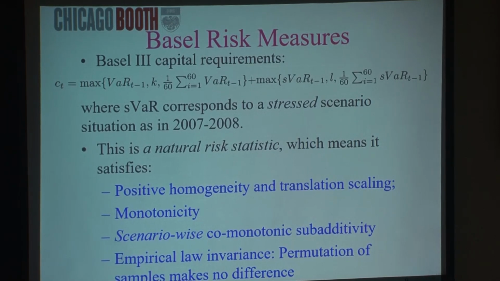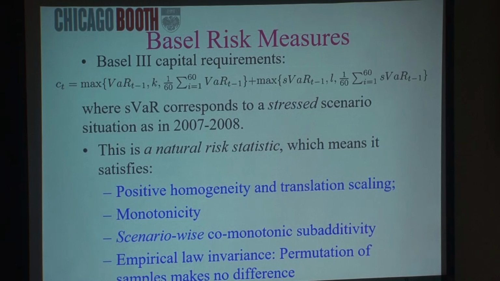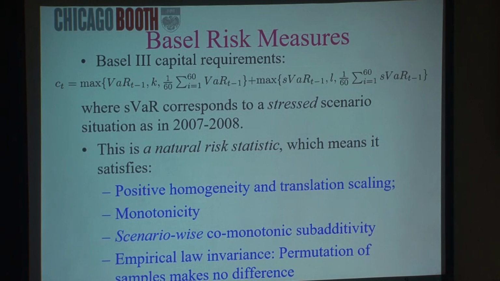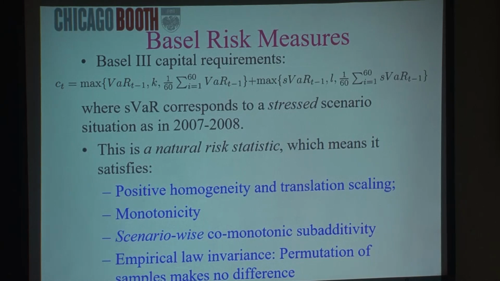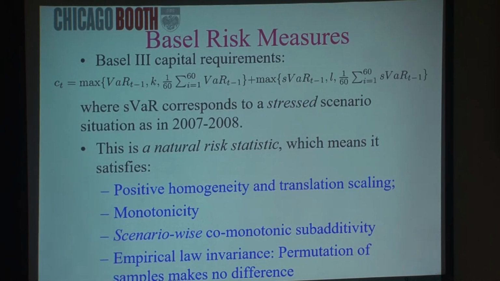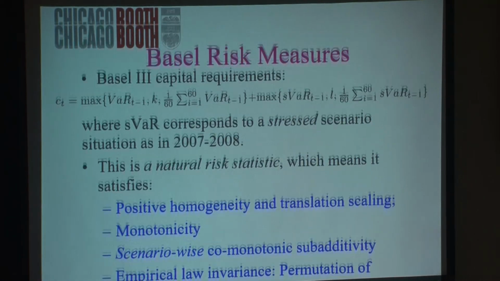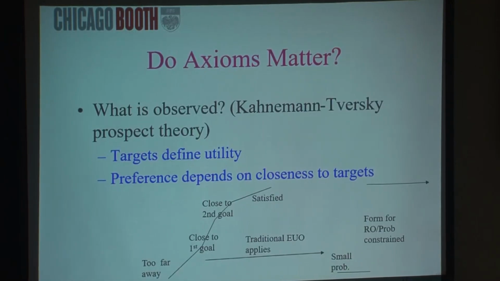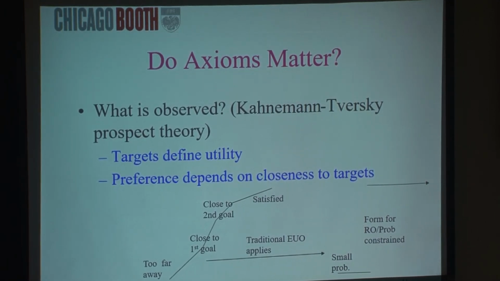Bottom line is, we can put different things into our objectives. It's good if it's consistent with stochastic ordering. You'd like it to be consistent with stochastic ordering, and you'd like it to be consistent with at least this comonotonic subadditivity, that when two random variables move in the same direction, risk should go down when you put them together. All right, I think I'll skip going through the natural risk statistics.